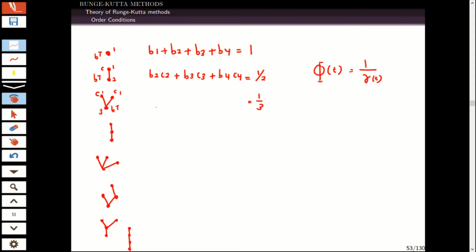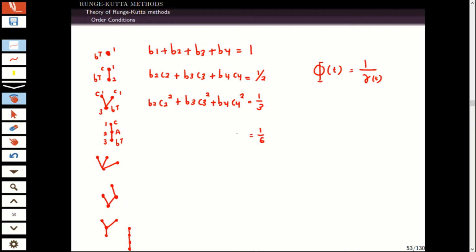Okay, but how do you write it? So it will be b2 c2 squared plus b3 c3 squared plus b4 c4 squared equals 1/3. Now the elementary weights I can write as b transpose A c. Okay, and then the density will be 3 times 2 times 1, 6. So we have 1 over 6.